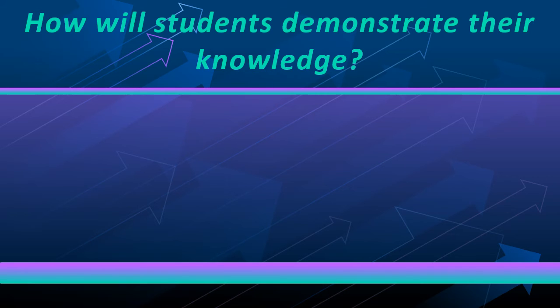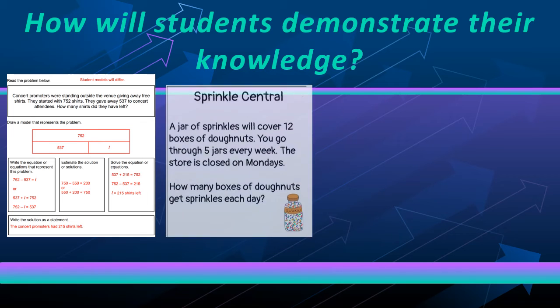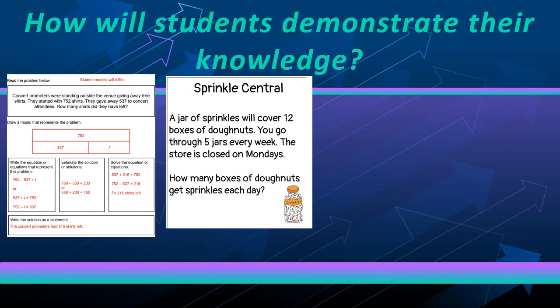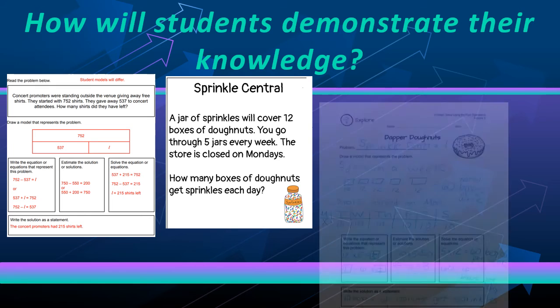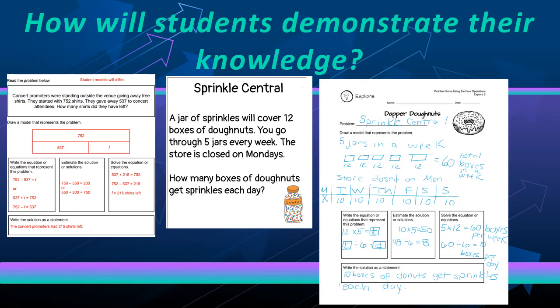Here are some examples of how students could demonstrate their knowledge. This is an explore from the STEMscopes where students are problem solving, creating a model, and writing equations to match. This is an example of another explore where students would be problem solving in groups and creating their own models and equations. Again, student work will vary based on how they want to model the problem, but that's a great part of the conversation we want to be having with students.